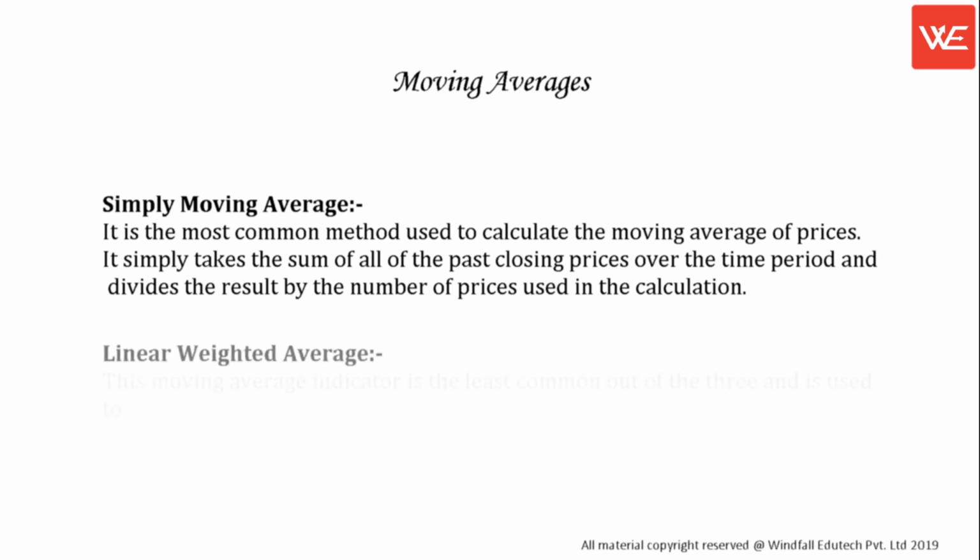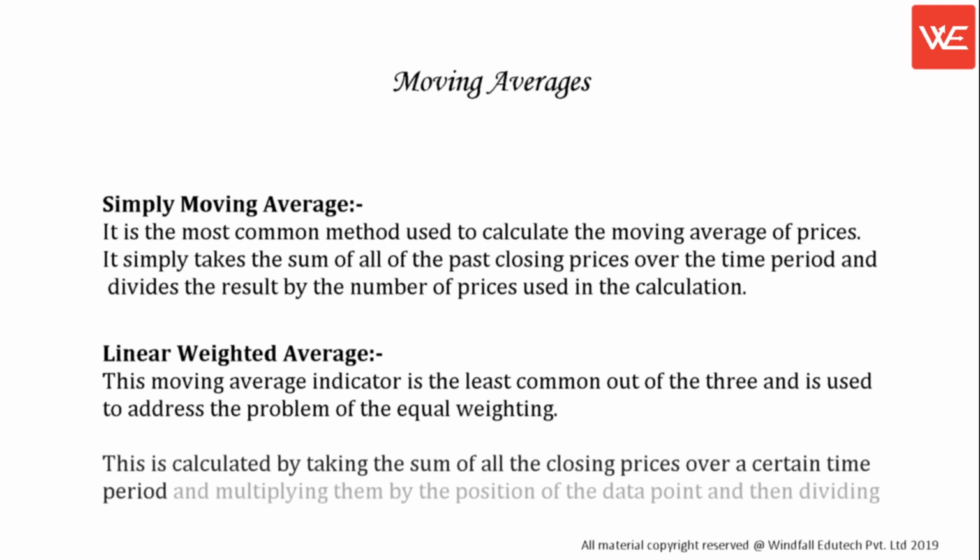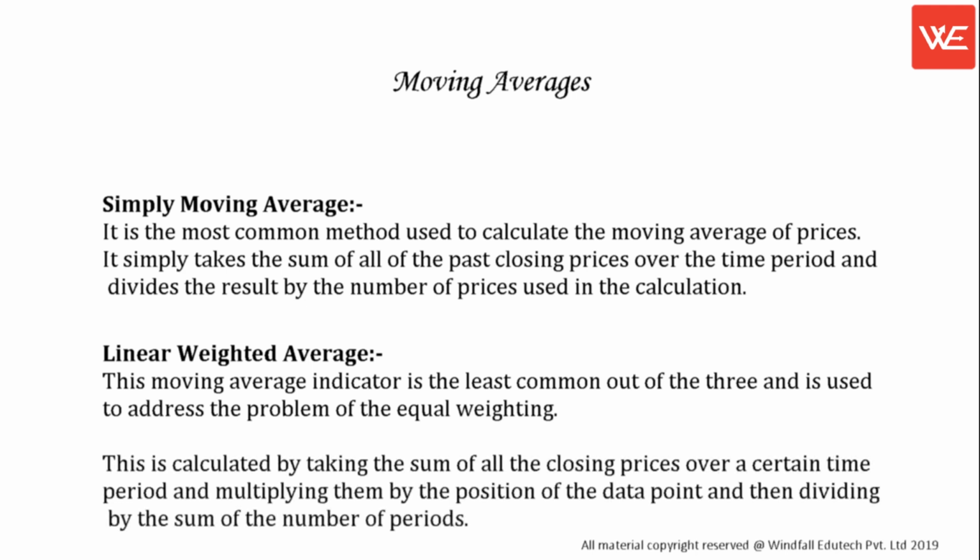Linear weighted average. This moving average indicator is the least common out of the three and is used to address the problem of the equal weighting. This is calculated by taking the sum of all the closing prices over a certain time period and multiplying them by the position of the data point and then dividing by the sum of the number of periods.